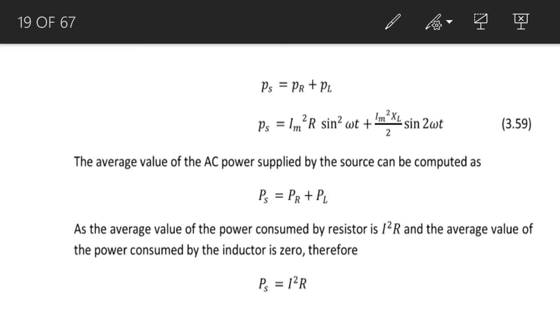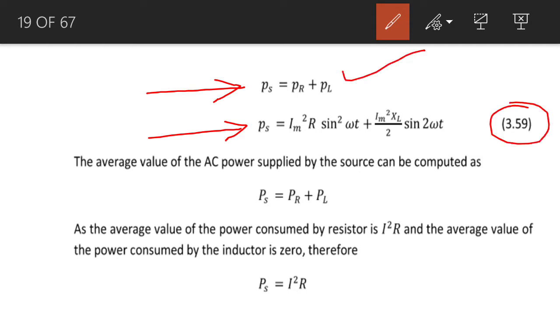So the total power taken by the entire circuit is basically equal to the total power supplied by the source. We know that according to the law of conservation of energy, the power supplied by the source will be equal to the power taken by the entire circuit. So the power supplied by the source will be equal to PR plus PL. If we put the value of PR and PL on the right hand side of this equation, we get this particular equation. So we can calculate the total power supplied by the source with the help of equation number 3.59.